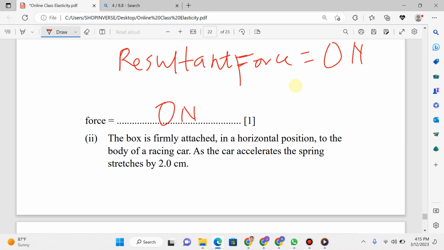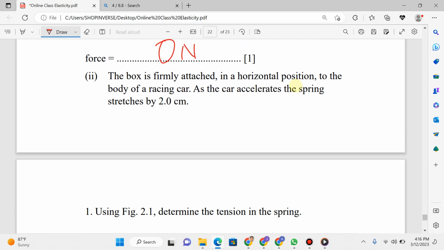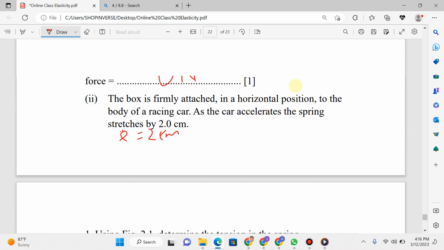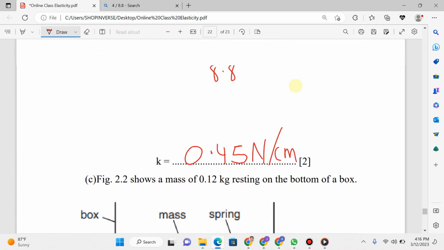What's the resultant force? 0 Newton. The box is firmly attached in a horizontal position to the body of a racing car. The car accelerates. As the car accelerates, the spring stretches by 2 cm, so your extension is 2 cm. Using figure 2.1, determine the tension in the spring. If extension is 2 cm, what will be the tension?